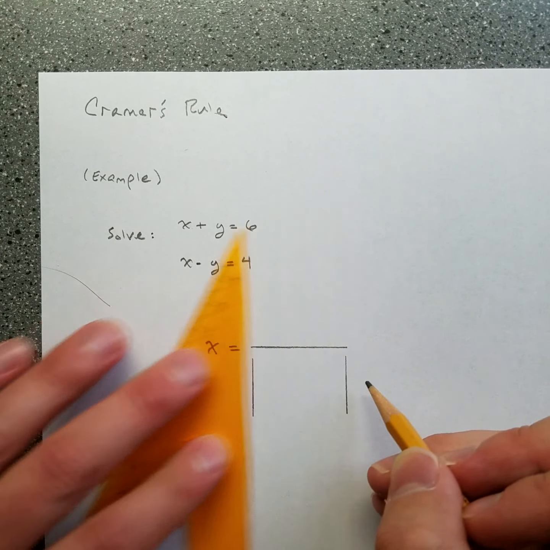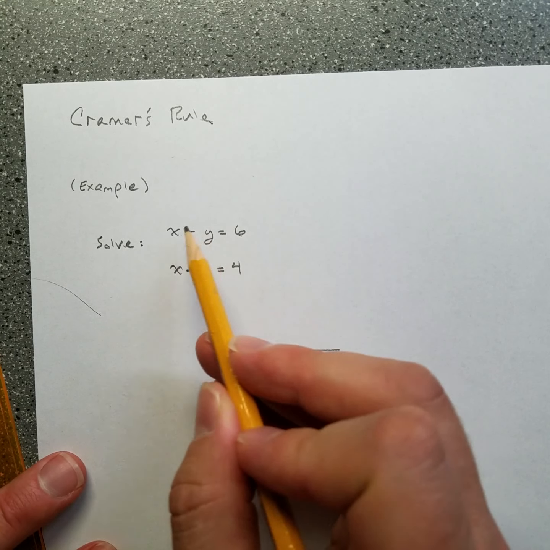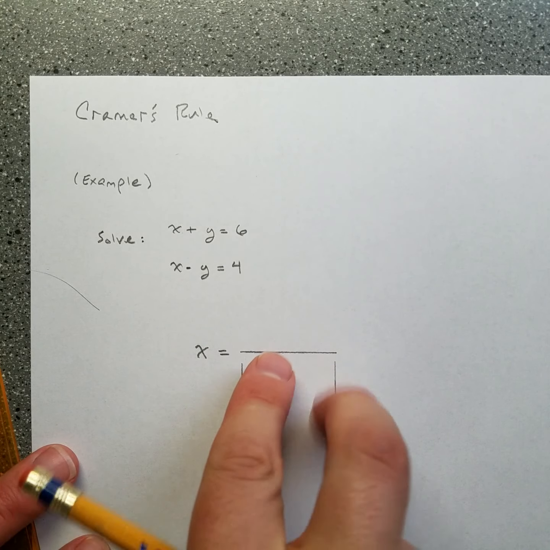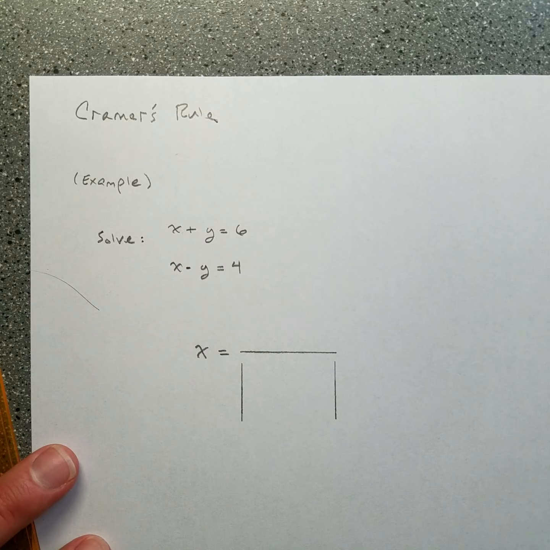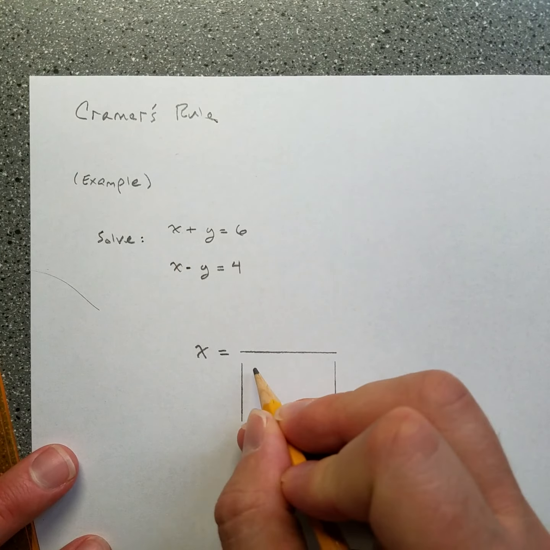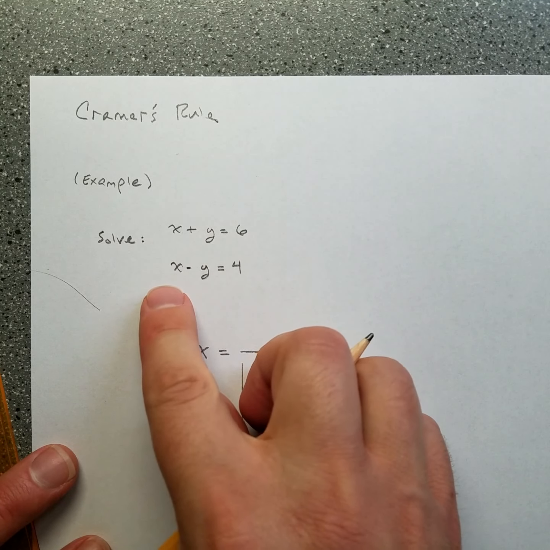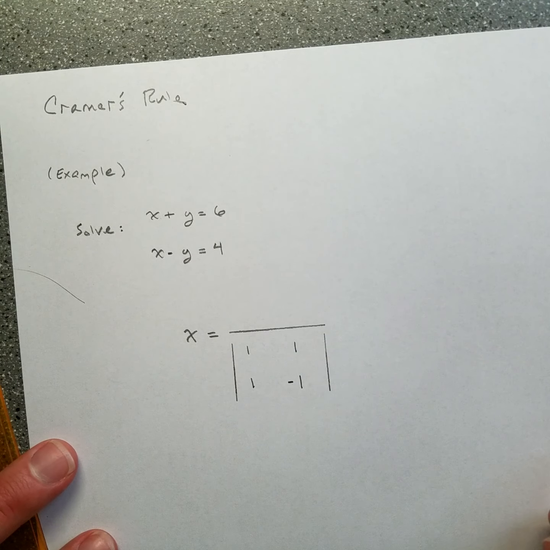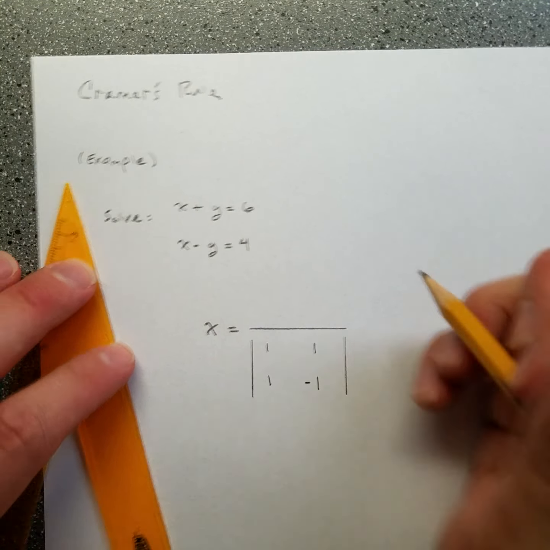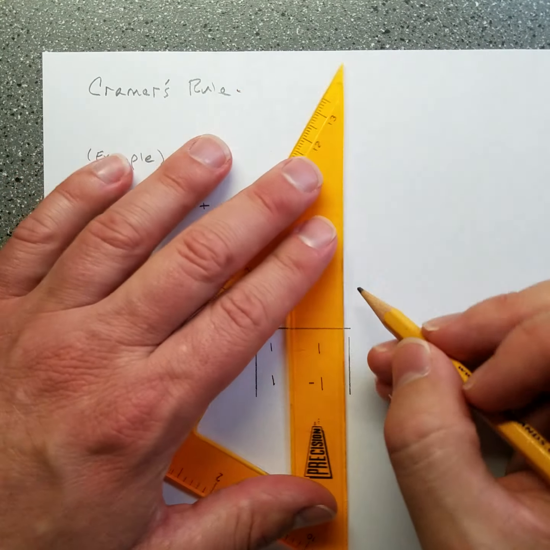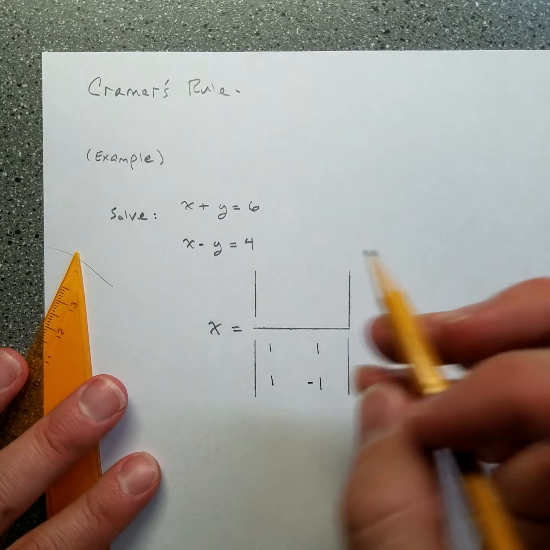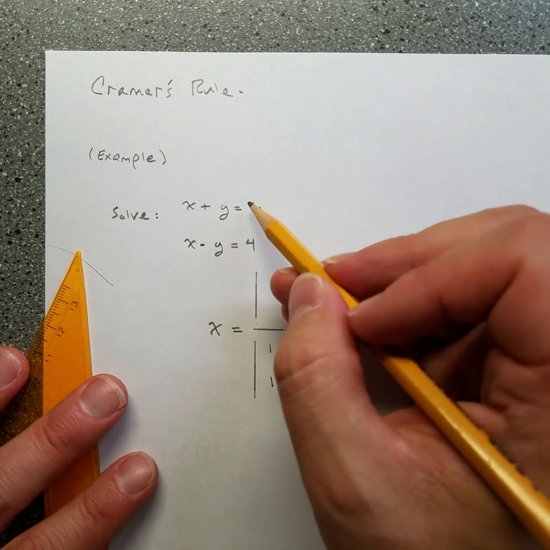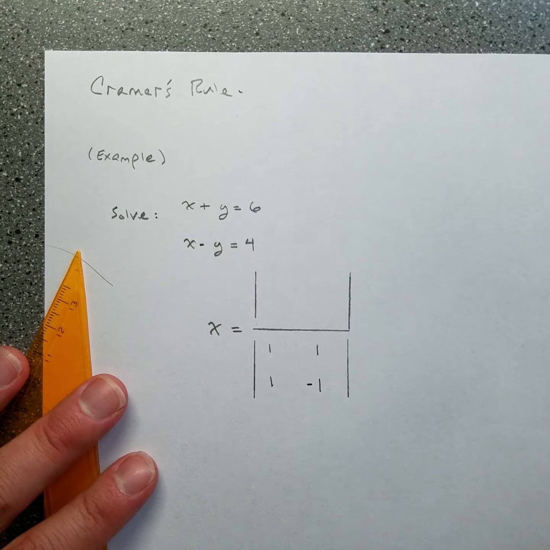Take the coefficients of the numbers that you see with x and y and put them all right here in exactly the same way they're given. So I've got 1x, 1y, and then 1x and negative 1y. Okay? Now, if you're trying to solve for x, up here, in the first column, which represents x, we put 6 and 4.